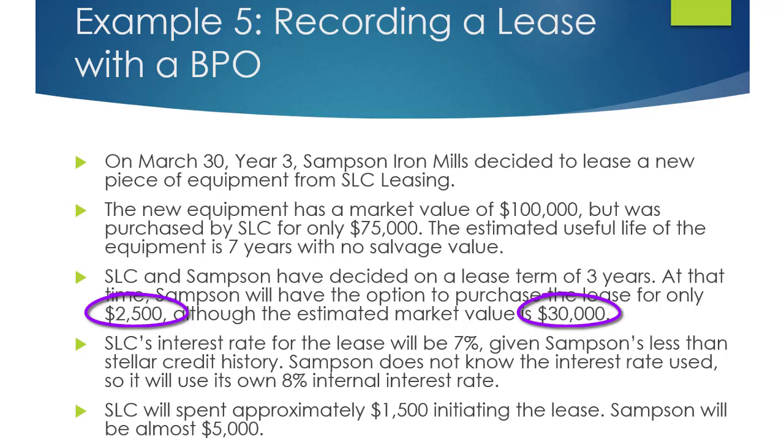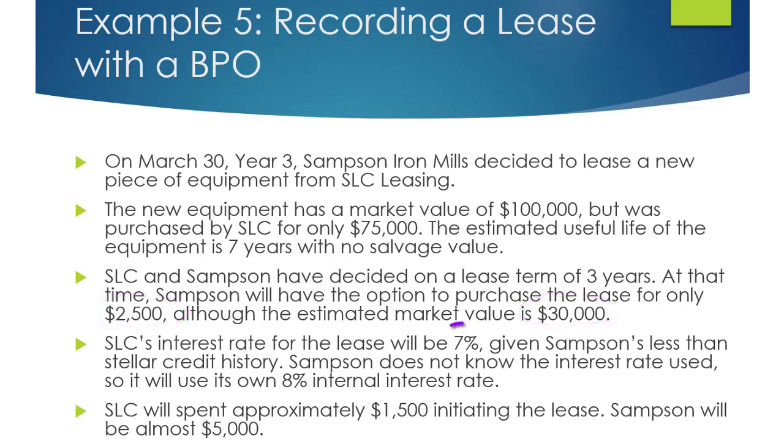And right there, it also makes it a financing lease for the lessee, Sampson, and a sales type lease for the lessor, SLC. One of the major determinants of classification is whether or not the lessee has an incentive to buy the asset or renew the lease. In this case, a BPO is a significant incentive. Even if Sampson doesn't want to keep it, they can buy it for $2,500 and then sell it for $30,000 and recoup some of what they've paid to SLC. So they have an incentive to buy it.